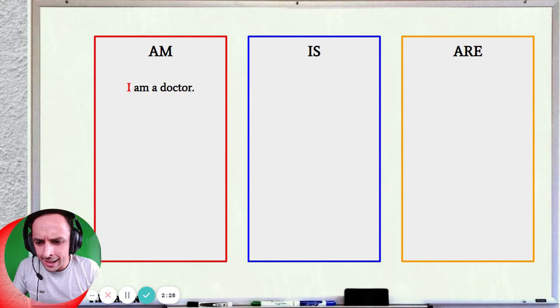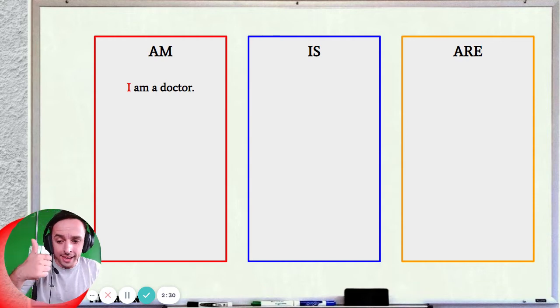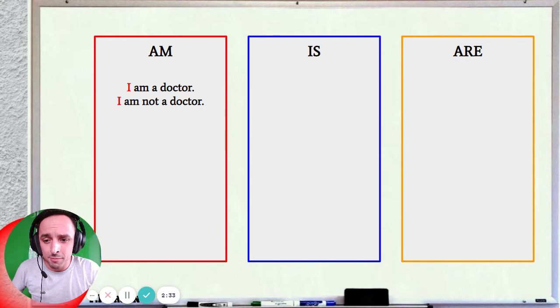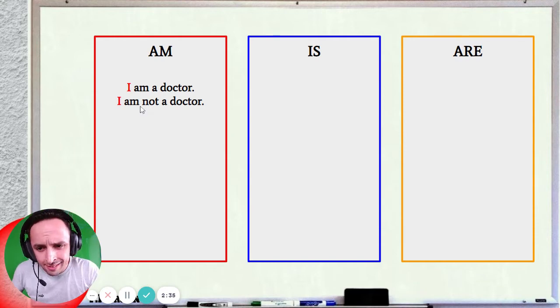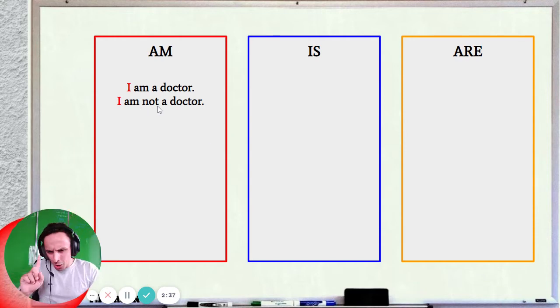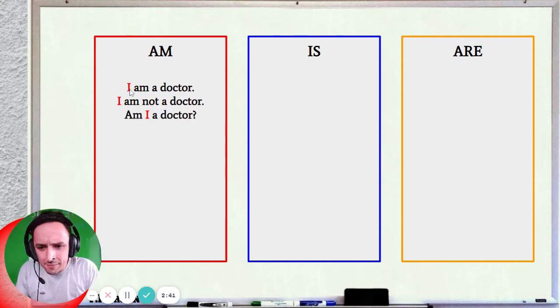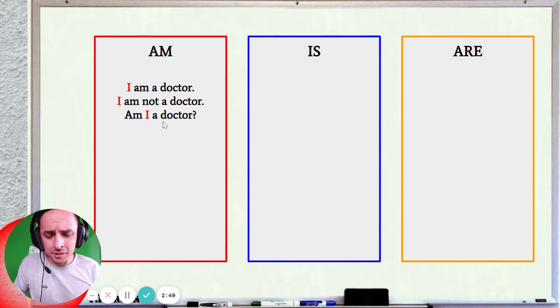Am goes with I. I am, that's the yes. Then we have I am not. Remember, if you want to make it a no, just add not. I am not. And then the question, just take I am, the pronoun and the verb to be, just swap them. So you start with the verb to be. Am I? Am I a doctor? Okay, now let's move on.